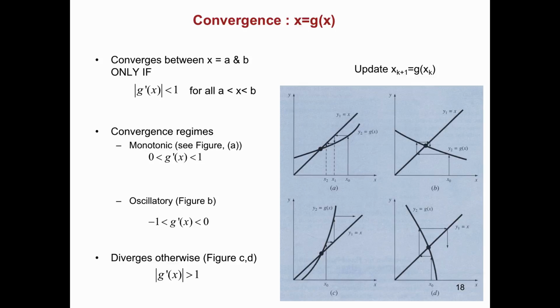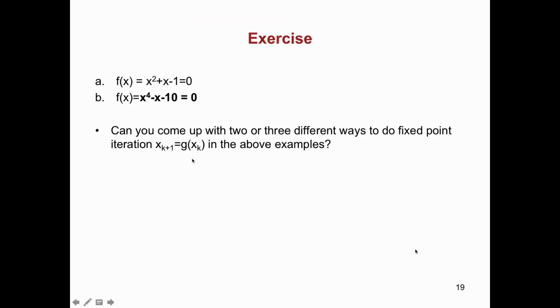Now, does that have to be over the entire interval? No, really close to that root, the magnitude of g prime of x should be less than 1. Otherwise, I'll diverge. Okay? So let's just give this a shot. Let's do this example, x to the 4 minus x minus 10.